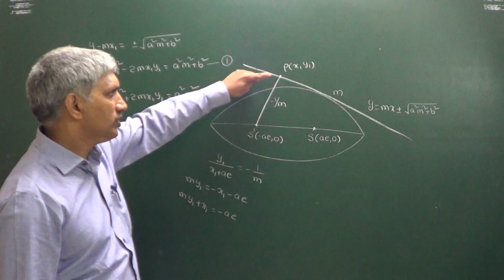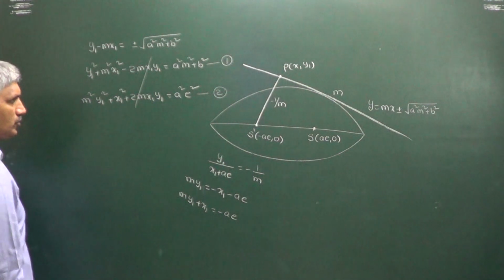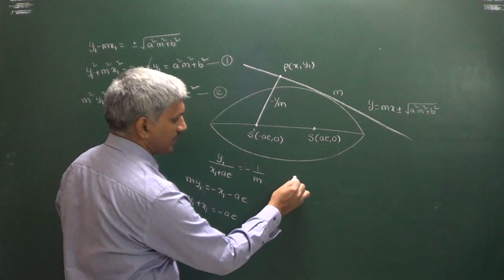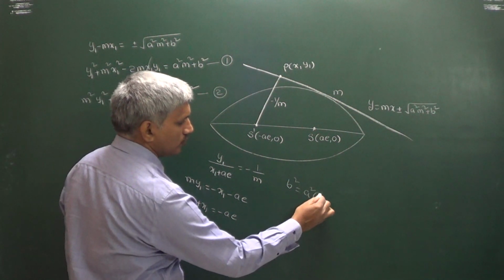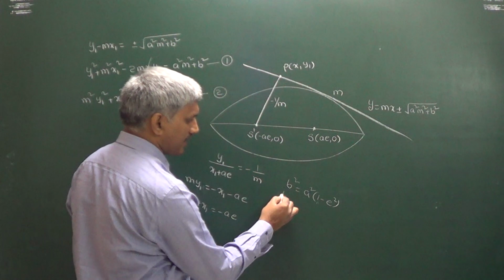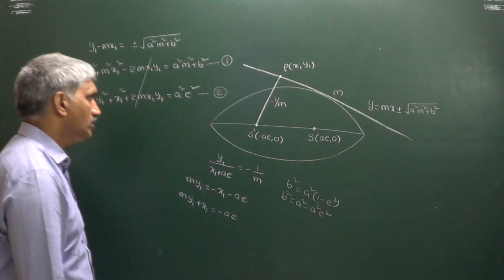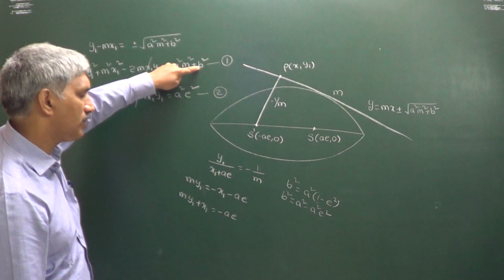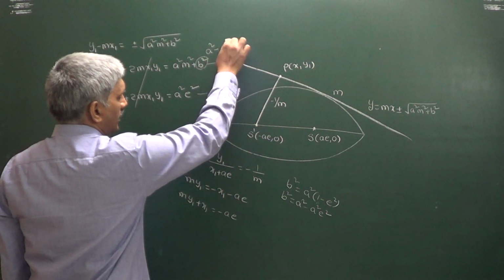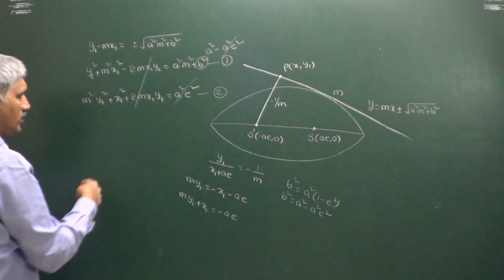Now we have to find the locus of the point (x1, y1). Add these two equations. When we add them, 2m x1 y1 and 2m x1 y1 cancel. At the same time, b square can be written as a square into 1 minus e square, which is the ellipse condition. So b square equals a square minus a square e square. In place of b square, we write a square minus a square e square. Now here a square and here a square also cancel.